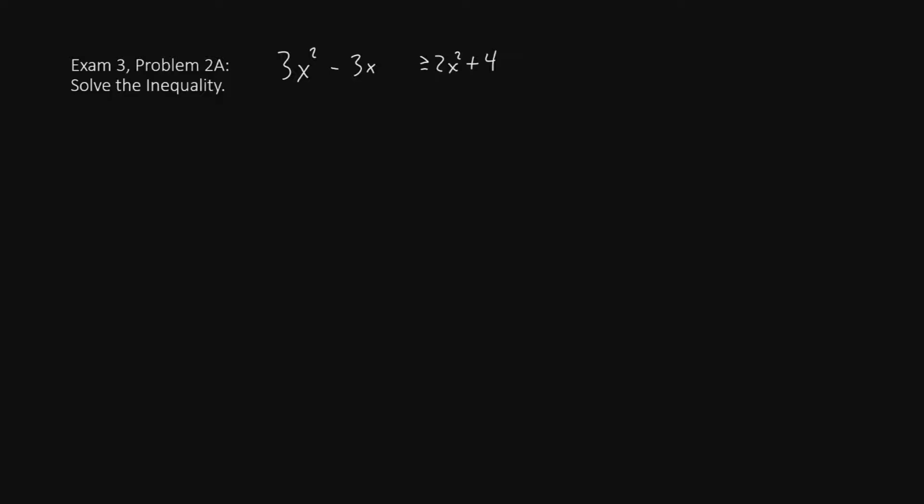Our first step here is, because it is second power, we're going to get everything on the left and get 0 on the right. So we're going to have to move that 2x squared and move the 4 also. So I'm going to subtract 2x squared off of both sides and subtract 4 from both sides so that everything on the right cancels.